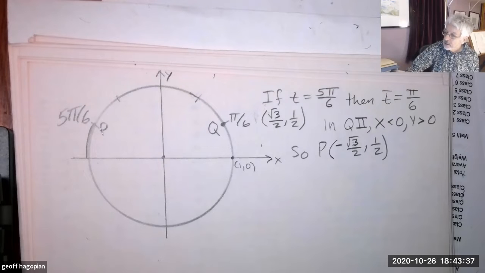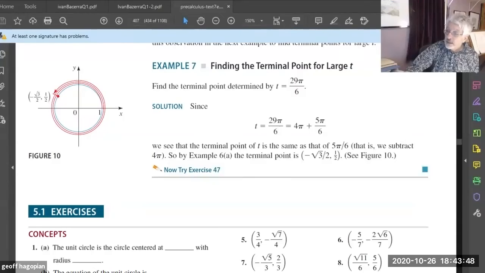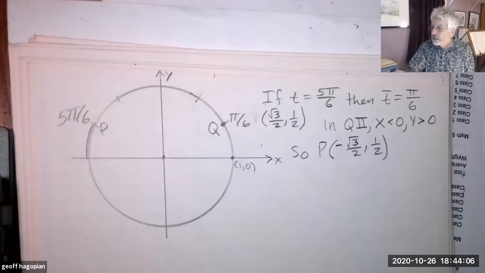So here in example 7, I guess, right? Where they had a distance around the circle 29 pi over 6, which is equivalent to 2 rotations, right? 4 pi is 2 rotations, and then another 5 pi over 6. You end up over here. Let's see, over here. Okay.